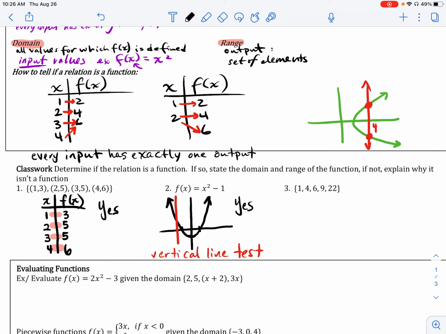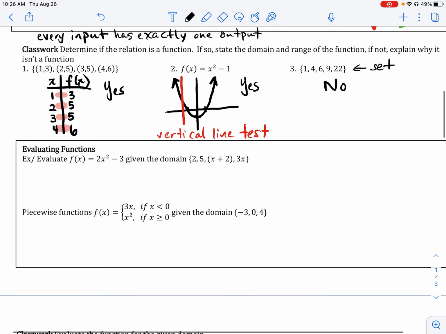Now look at number 3. Is this one a function? And the answer is no. This is a set. In fact, this is not even a relation. So there is no function because there's not even a relation here. It's just a collection of values.